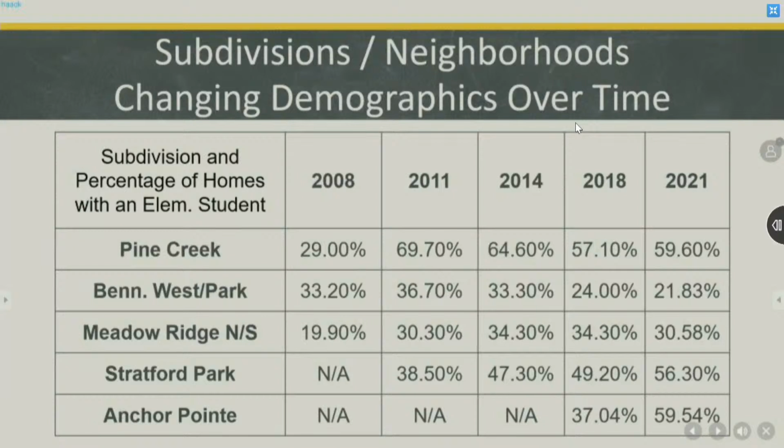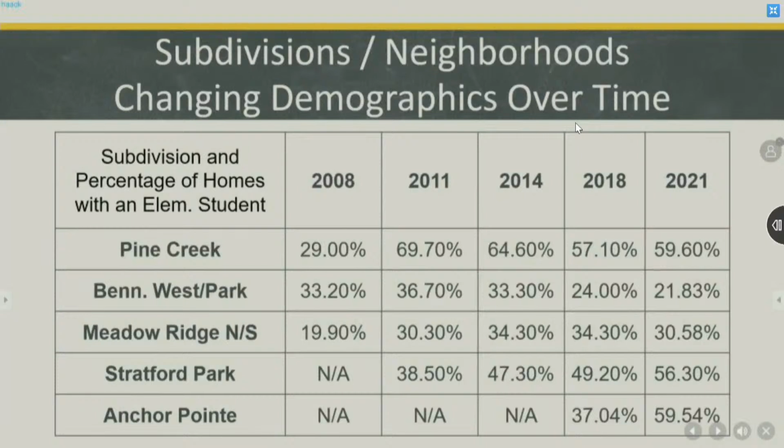It drops down to 59%. You can see Bennington Park West, around 33, and it's dropped to 21, excuse me, or close to 22. Meadow Ridge has been pretty steady. Stratford Park, very similar to Pine Creek, grew, and it is at the height right now of 56%. And as I look at Anchor Pointe, it started at 37% and has gone up to 59%.